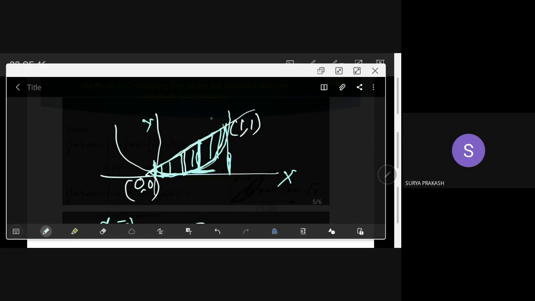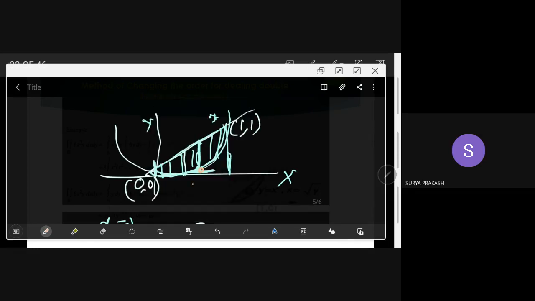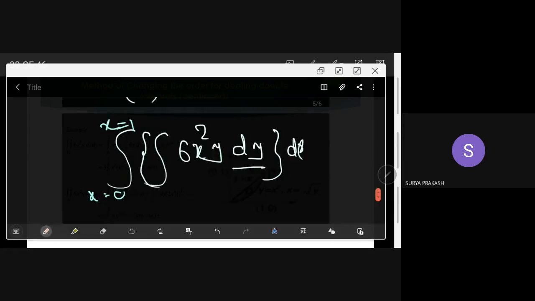We know that. So here at the bottom, y is equal to x square. What is the y value at the top? This line is y is equal to x. So simple here: y goes from x square to x.